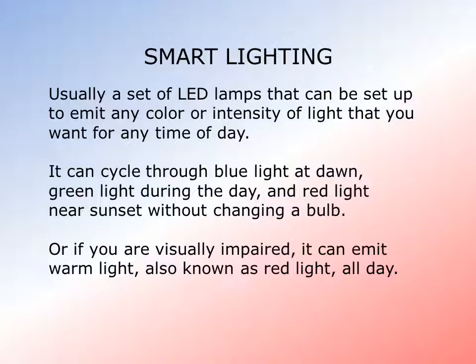So smart lighting is a set of LED lamps that can be set up to emit any color or intensity of light that you want for any time of day. Or you can set it to cycle through the natural colors of light that occur during the day, such as blue light at dawn, green light during the day, and red light near sunset. And you don't have to change a bulb. All you have to do is move your finger.